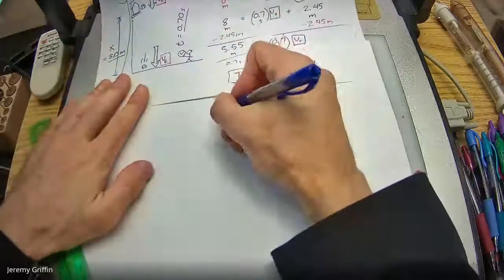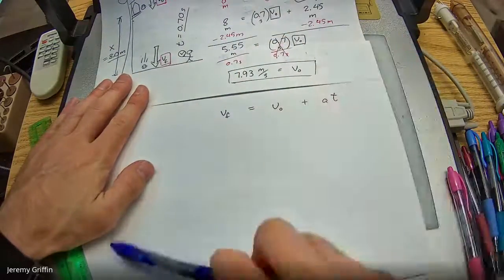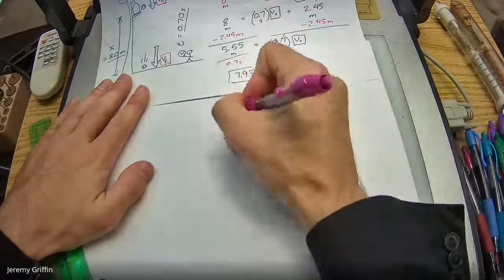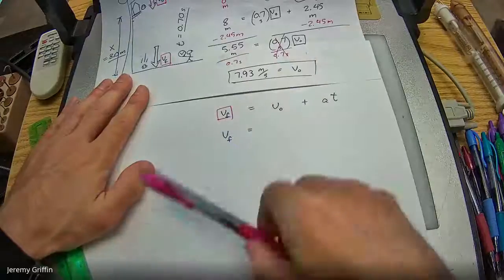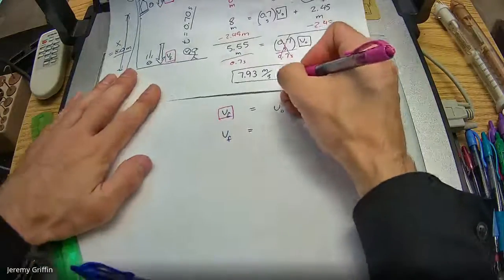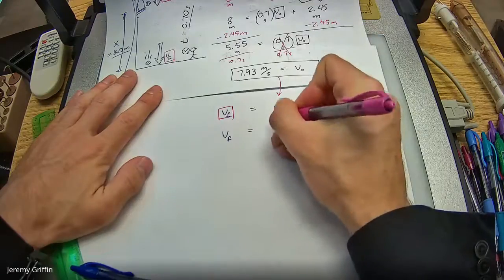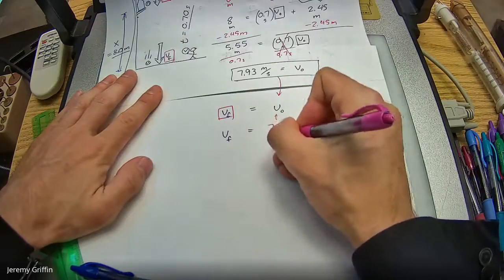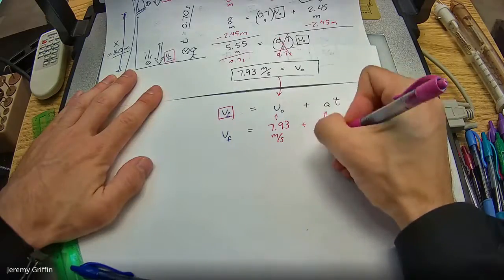I'm going to go final velocity equals initial velocity plus AT. Okay. Solve for that. VF equals. Okay. This number is this number. So I just did a bunch of work to figure that out. It'll be meters per second. Plus this is 10 meters per second squared.